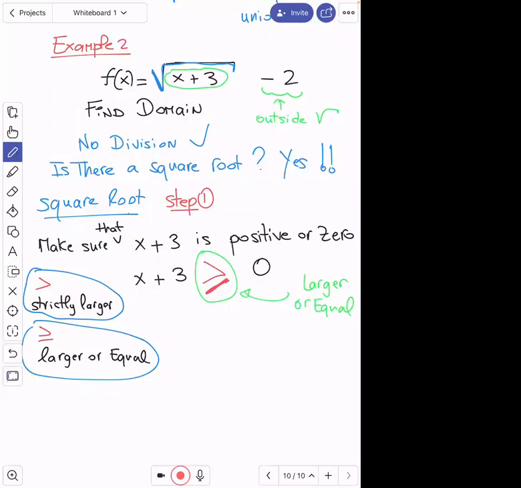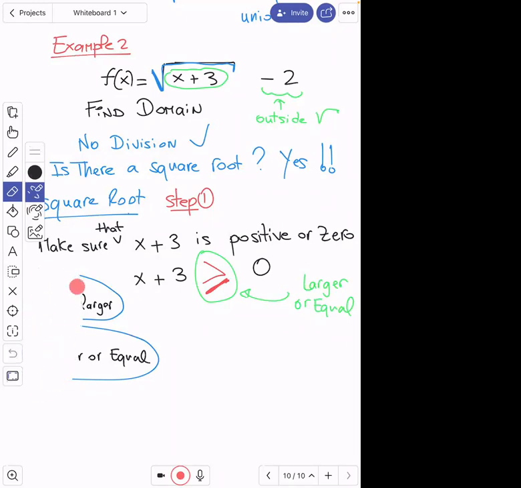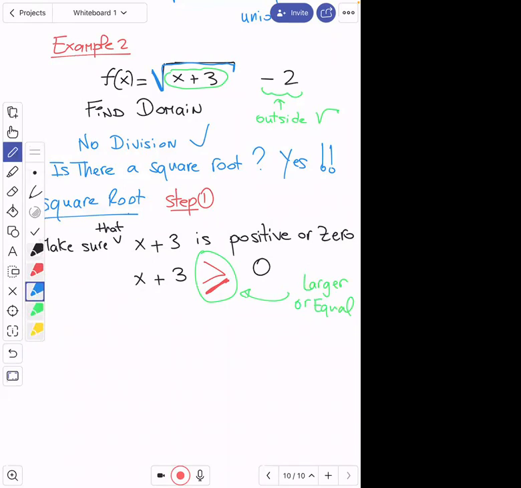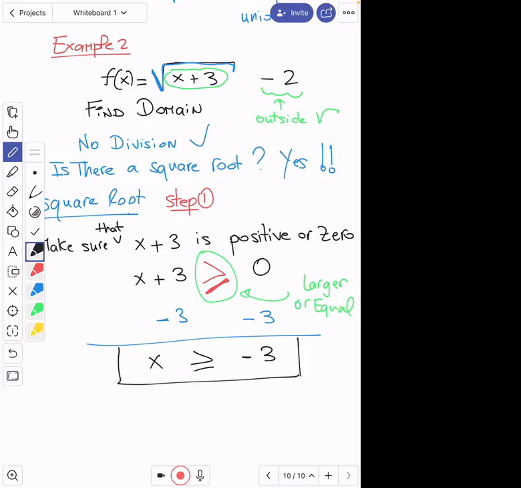Now, let's solve this inequality, right? I need to solve for x, of course. So what we can do is subtract 3 from both sides. I mean, this works like an equation, right? So you subtract the 3 and then you get x on the left, and on the right, it's 0 minus 3. So that's negative 3. So if you want your x plus 3 to be positive or 0, then what we are saying here is that my x needs to be larger or equal to negative 3, right? So that's how we read this inequality here. So this means that x is larger or equal to negative 3.